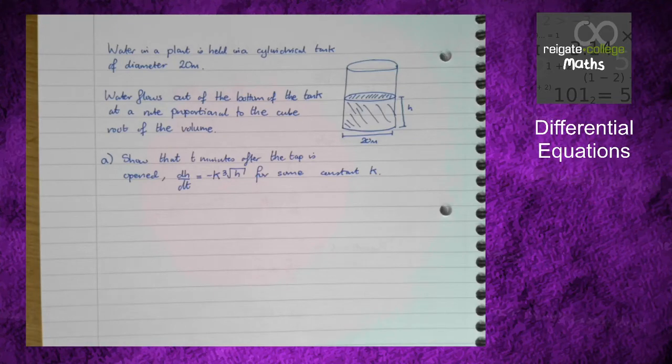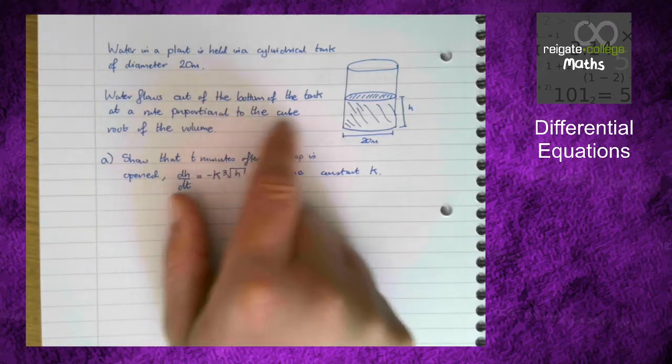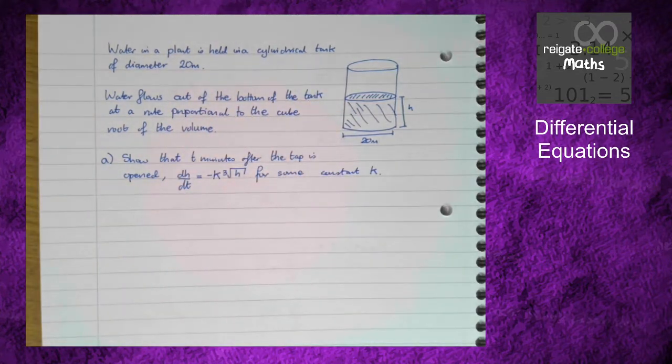So this is the final example we're going to go through. It is a much more in-depth example, and we're going to add later parts of the question as we go through, but I'm just going to take it step by step. Water in a plant is held in a cylindrical tank of diameter 20 meters. Water flows out of the bottom of the tank at a rate proportional to the cube root of the volume. Show that t minutes after the tap is opened, dh by dt equals minus k cube root h for some constant k. Okay, I didn't write down that it's coming out of a tap, but that's okay.